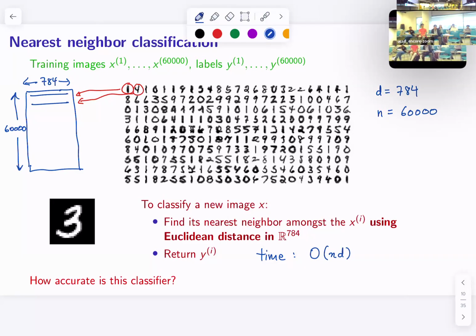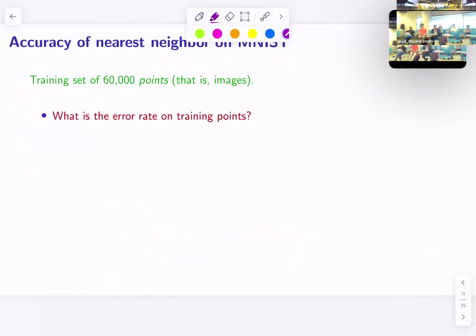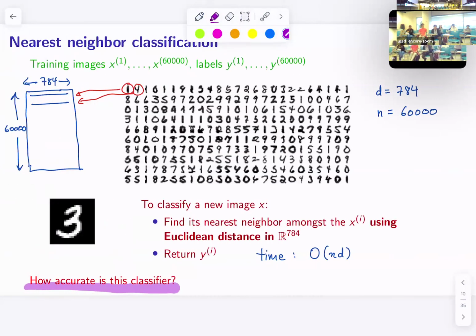Okay, let's see whether this is actually any good. Does it do a good job at classification? So the main question is, how accurate is this model? Okay. First of all, how accurate is it on the 60,000 points that we started with? Suppose I actually try it out on this point. Is it going to get it right or wrong?